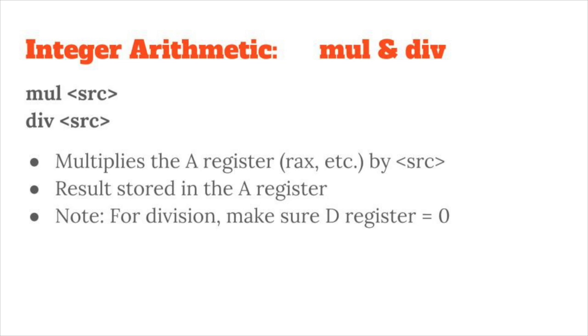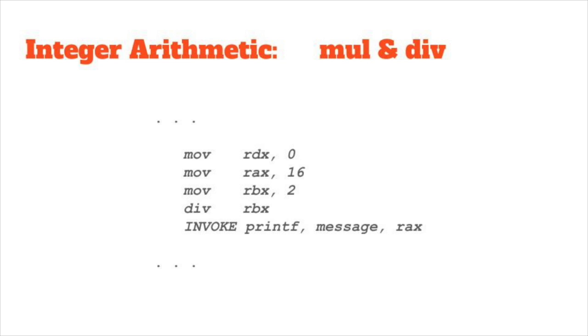It's pretty much the same thing for division, but it also uses the D register when you're doing division. I'm not going to go into the details, but basically when it runs that instruction, it does need to use the D register. So an example of that in action.